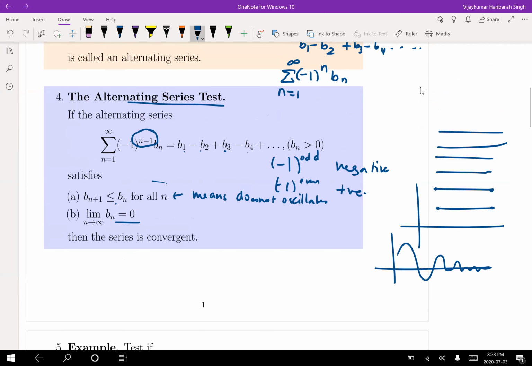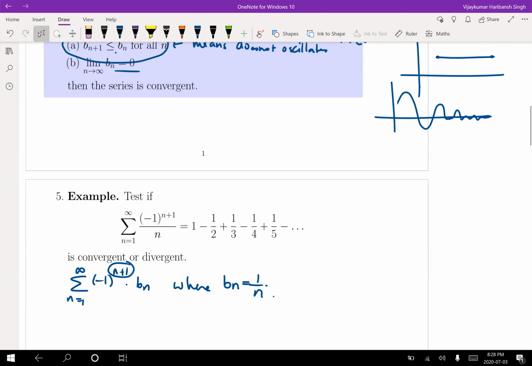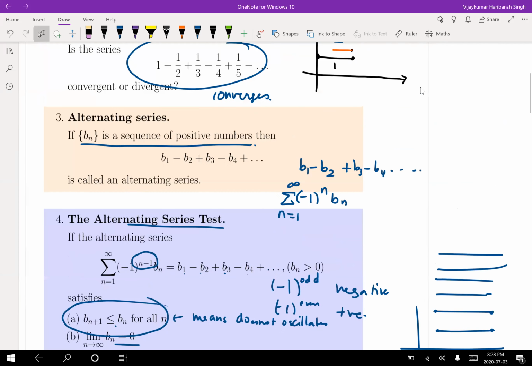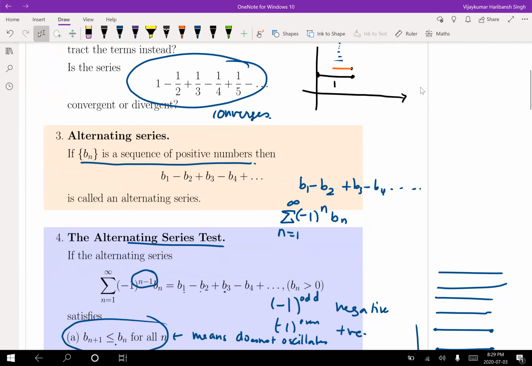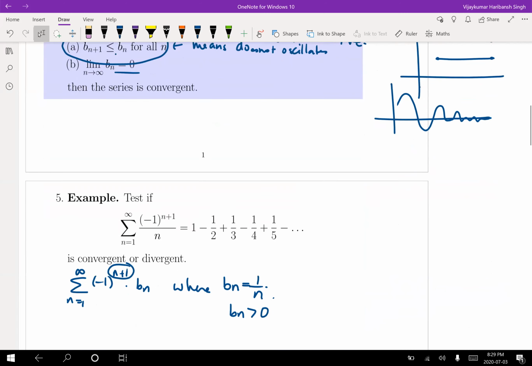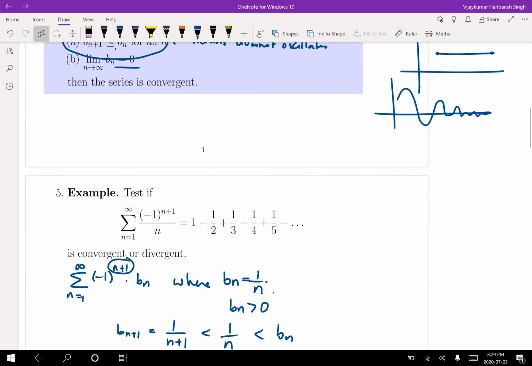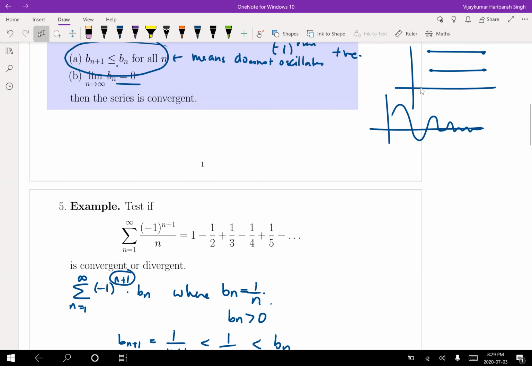Now, first thing to see is that Bn has to be positive. Is that true? Yes, it is. If you write it like this, Bn is greater than 0. Now, what about Bn plus 1? Bn plus 1 is 1 upon n plus 1. That is clearly less than 1 upon n, which is Bn. So the first condition is satisfied, that Bn plus 1 has to be less than or equal to Bn.